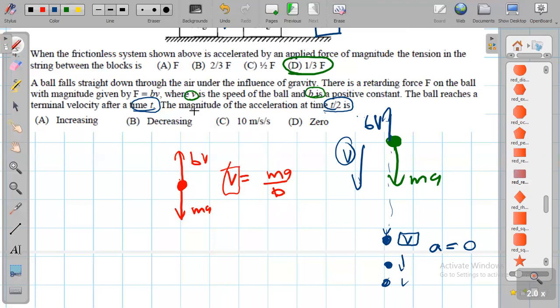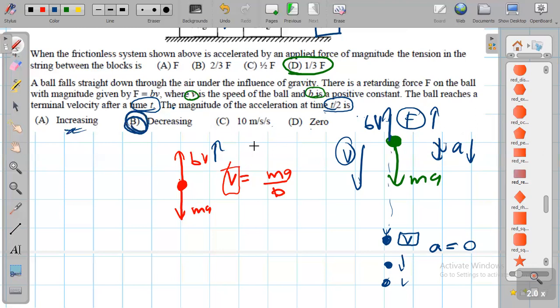So it asks you one thing: the magnitude of the acceleration at t over 2. Whether the acceleration increases, decreases, is 10 m s minus 2, or 0. Actually, that means when the velocity increases, you can see the resistive force increases. When the resistive force increases, the acceleration downward decreases, it is not going to increase. So the answer is not increasing, it is going to decrease.